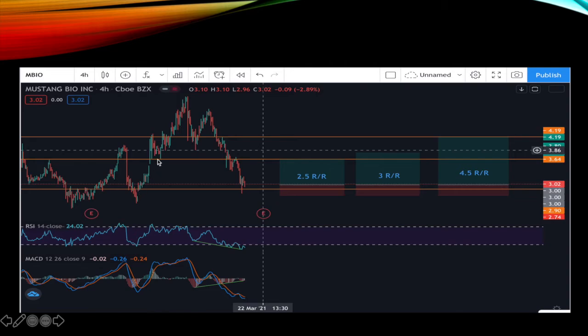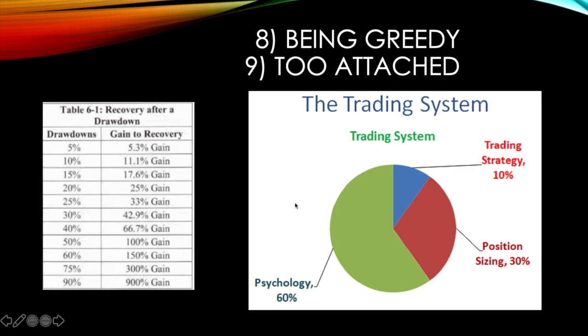Set stop losses here somewhere, so when it goes down, it sells and you don't lose all your gains. If you bought right here and you got too greedy because you thought the market was going to keep going up, you would find yourself right now breaking even, and who knows, maybe in a week or two you'd be at a loss. So make sure you're not too greedy. And number 9, don't get too attached.